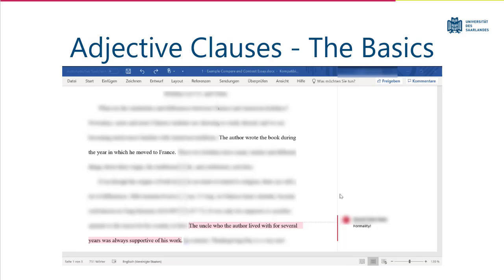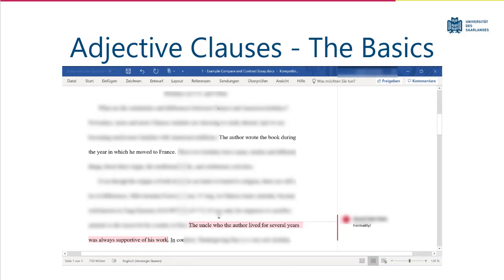Linda moves on to the next sentence her teacher marked. It reads, the uncle who the author lived with for several years was always supportive of his work. Linda immediately rephrases to, the uncle with who the author lived for several years was always supportive, using our preposition trick. But something's still not quite right. She scratches her head, but then remembers the word whom.